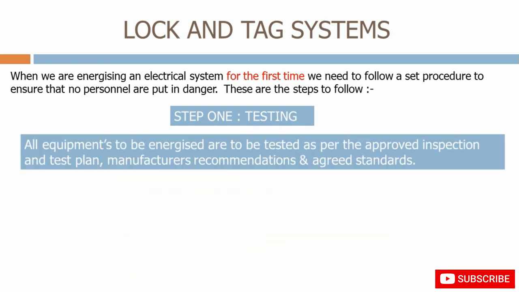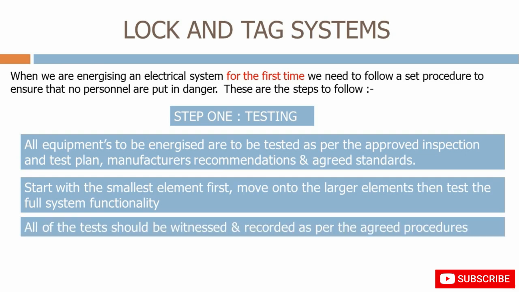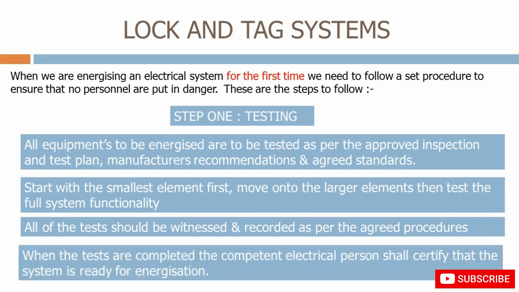Firstly, we need to make sure that all equipment to be energized is tested as per the approved inspection and test plan, manufacturer's recommendations and agreed standards. We start with the smallest element first, move on to the larger elements, then test the full system functionality. All of the tests should be witnessed and recorded as per the agreed procedures. When the tests are completed, the competent electrical person shall certify that the system is ready for energization.